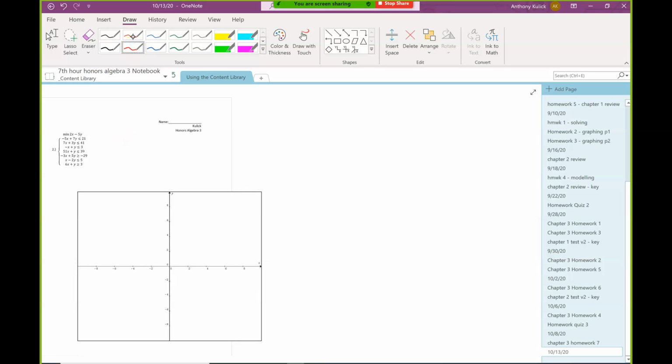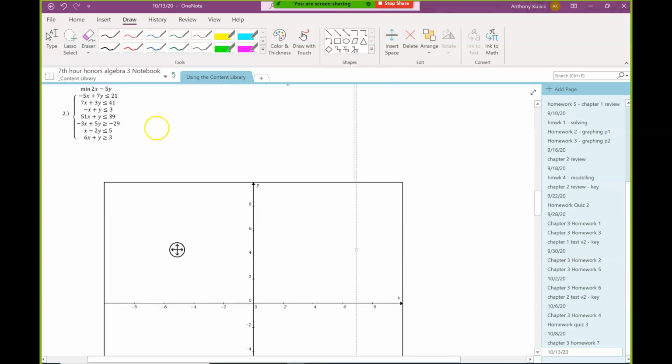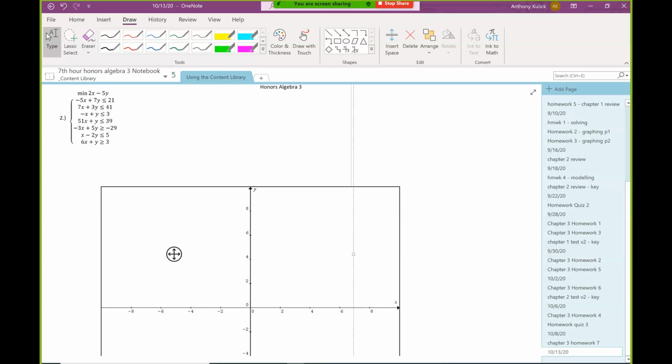So the first thing I would be doing is rewriting these so that they're in slope-intercept form. In the interest of time, let's just do that really quick.